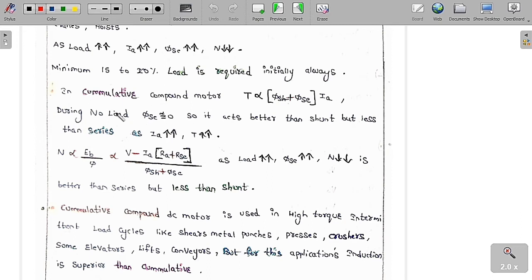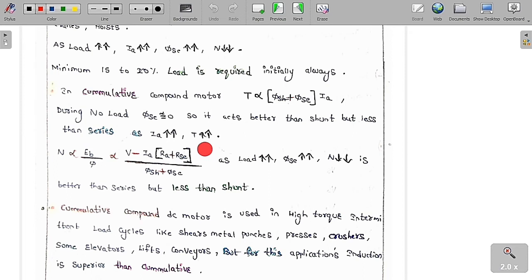Now we will see the cumulative compound motor, in which torque is directly proportional to net flux into armature current. In a cumulative compound motor, the resultant flux is shunt flux plus series flux. During the no load condition, phi sc is nearly equal to 0 because the current in the series field winding is nearly equal to 0. So it acts better than a shunt but lesser than a series.